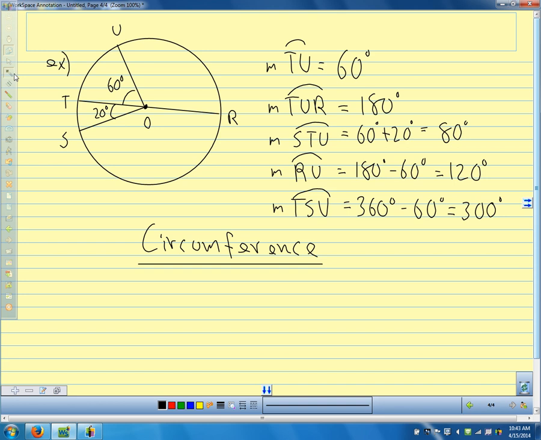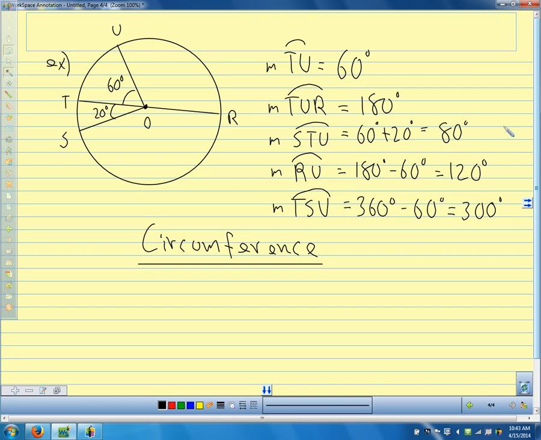Yes. So the next circle you want to add to your graphic organizer would be a circle for circumference. So the first circle is for arc measure, second circle is going to be for circumference.